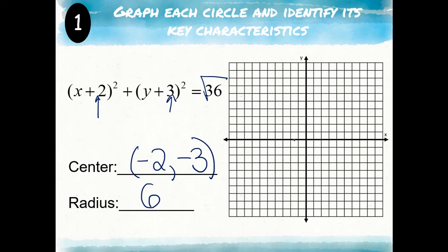Find the center, so (-2, -3). Graph that. And then for your radius, I'm going to go 6 out in 4 directions. So I'm going to count out 6: 1, 2, 3, 4, 5, 6. Then again in each of the other directions, 1, 2, 3, 4, 5, 6. Something like that. And then I'm going to connect my dots in the best circle Marsh can draw.